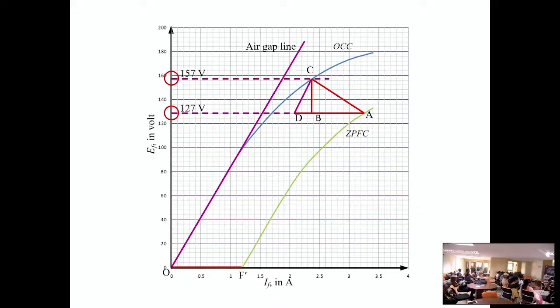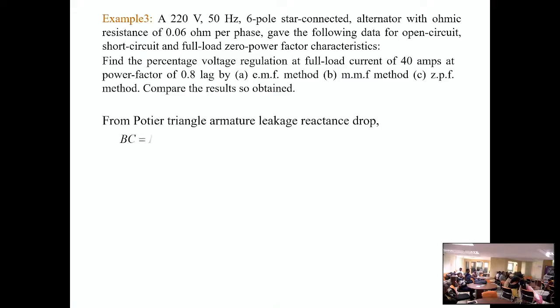Now take the difference of this volt and this volt. That will give you IAXL. So from the Potier triangle, the armature leakage reactance drop BC, which is IAXL, is 157 minus 127 volt. So now you have IAXL. Now you can calculate ER directly. So VT plus IR plus this is equal to 30 volt. So calculate ER.